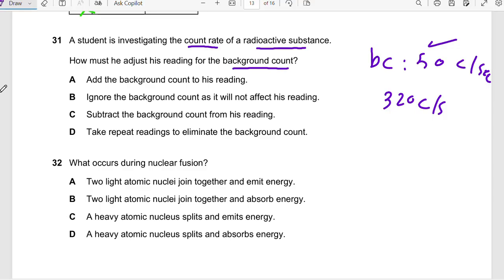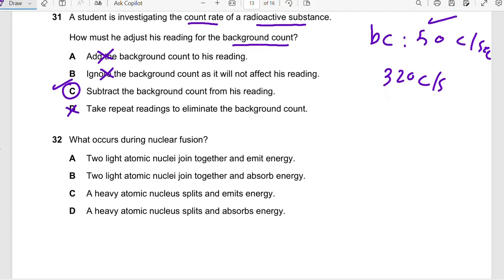In A they say we add, actually wrong. In B they say we ignore, this is wrong. In C they say subtract background count from this reading, of course this is the correct option. In D they say take repeat readings to eliminate it, no, actually we cannot eliminate the background radiation, it exists everywhere. So the correct option is C.